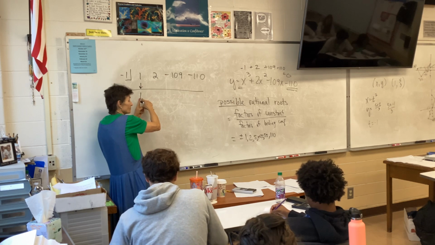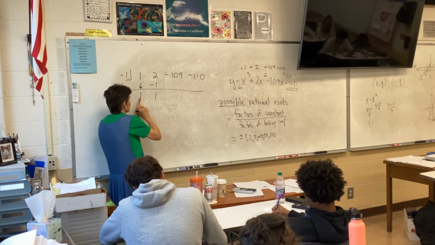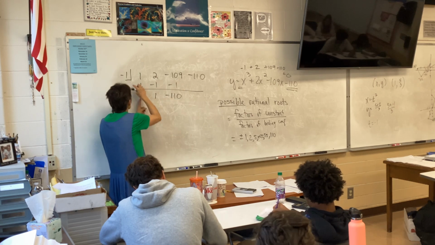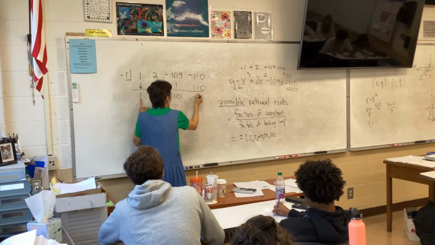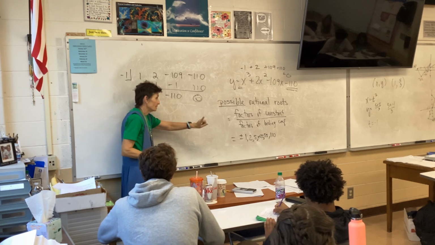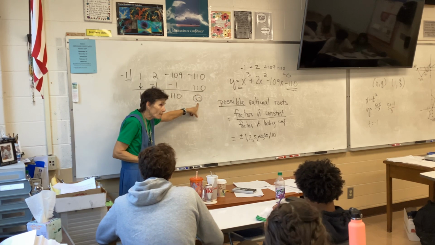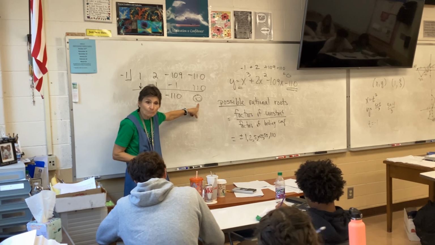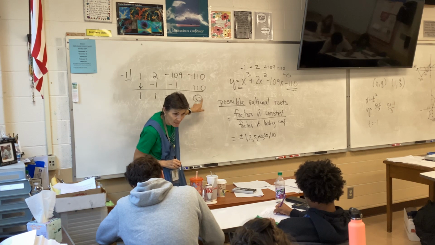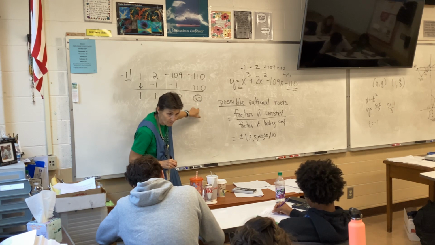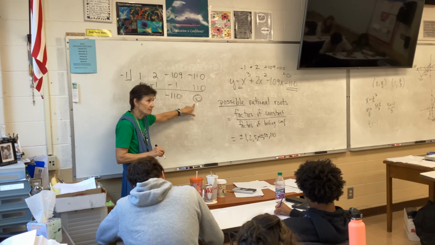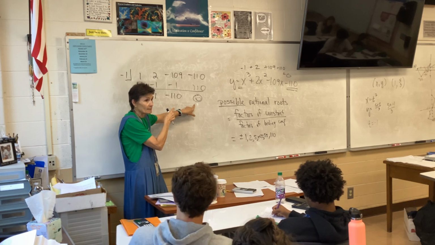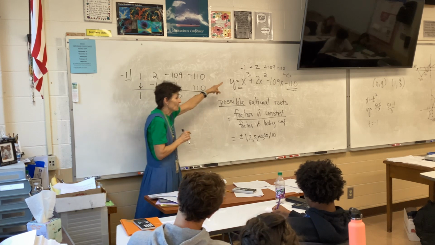Multiply, add. Multiply, add. Multiply, add. And we knew that would happen because we found a factor. And when you divide a factor into something, the remainder is 0. If that doesn't happen, you have messed up somewhere. That should always happen if you have found a root.